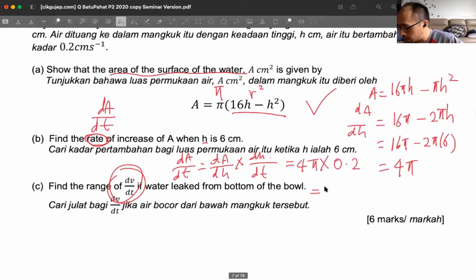And what do we get? 0.2 times 4, we will get 0.8 pi. And that's our final answer. This one I'm going to show you the final answer, since it's just a few steps only. dA/dt equals dA/dh times dh/dt. So we use the chain rule over here.